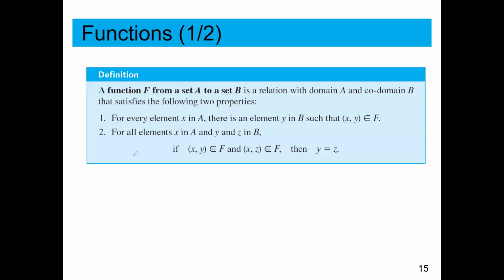So functions are a relation with a domain and codomain. We're just building on this, but with two things. Every element in A has a relationship, so everyone has a relationship with something in B. It has to go somewhere. And secondly, everyone is related to only one thing in B. That's what the second condition says: if it's related to two different things, X and Z, then those things have to be equal.